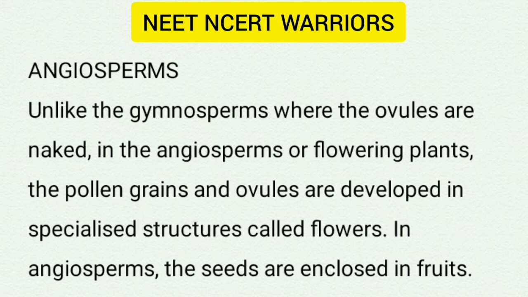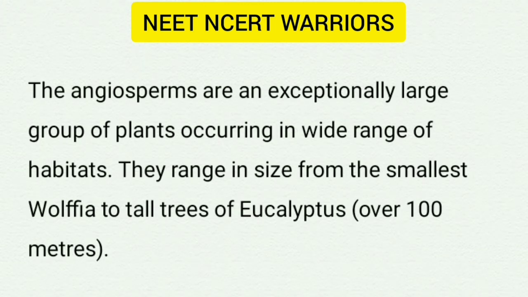Angiosperms. Unlike the gymnosperms where the ovules are naked, in the angiosperms or flowering plants, the pollen grains and ovules are developed in specialized structures called flowers. In angiosperms, the seeds are enclosed in fruits. The angiosperms are an exceptionally large group of plants occurring in a wide range of habitats. They range in size from the smallest Wolffia to tall trees of Eucalyptus, over 100 meters.